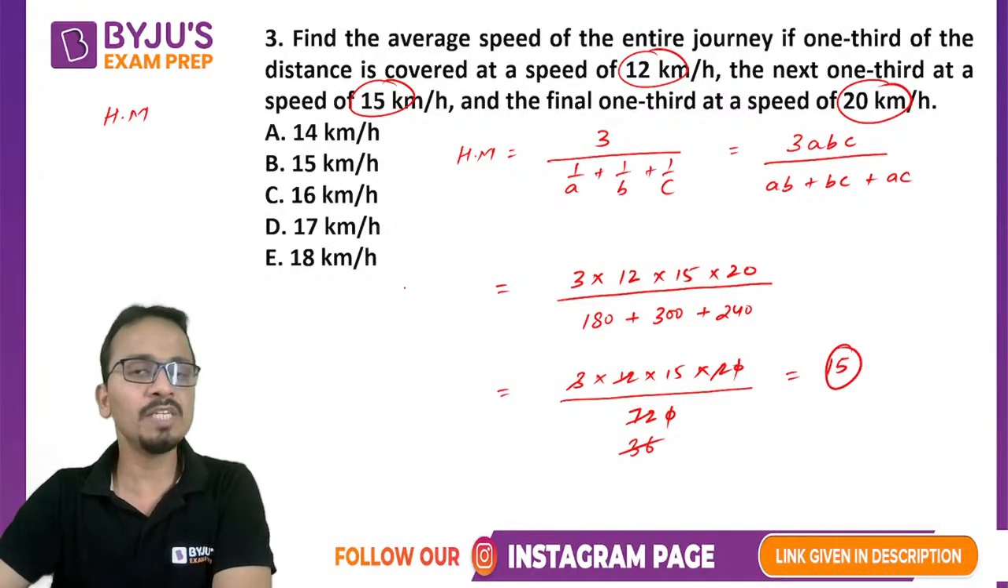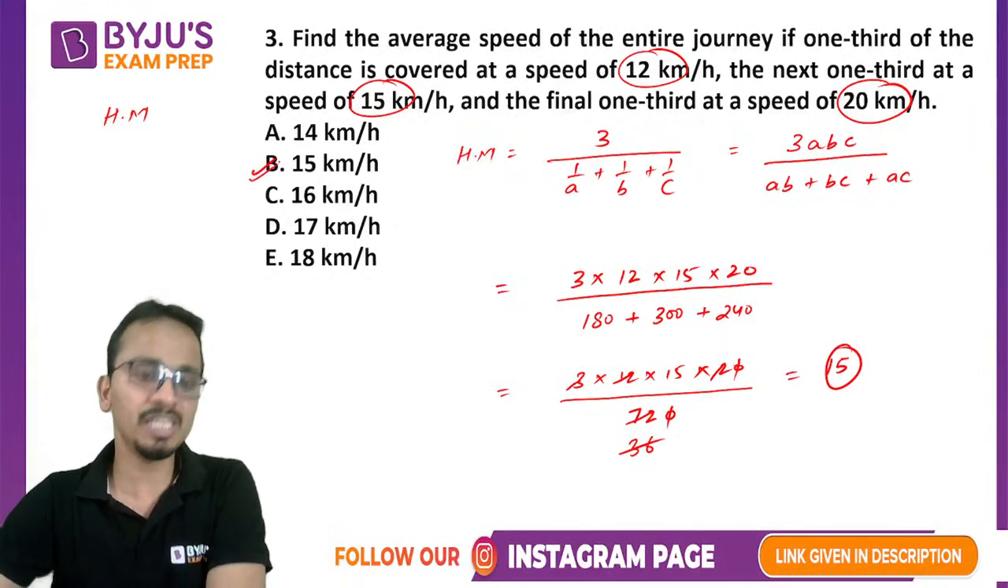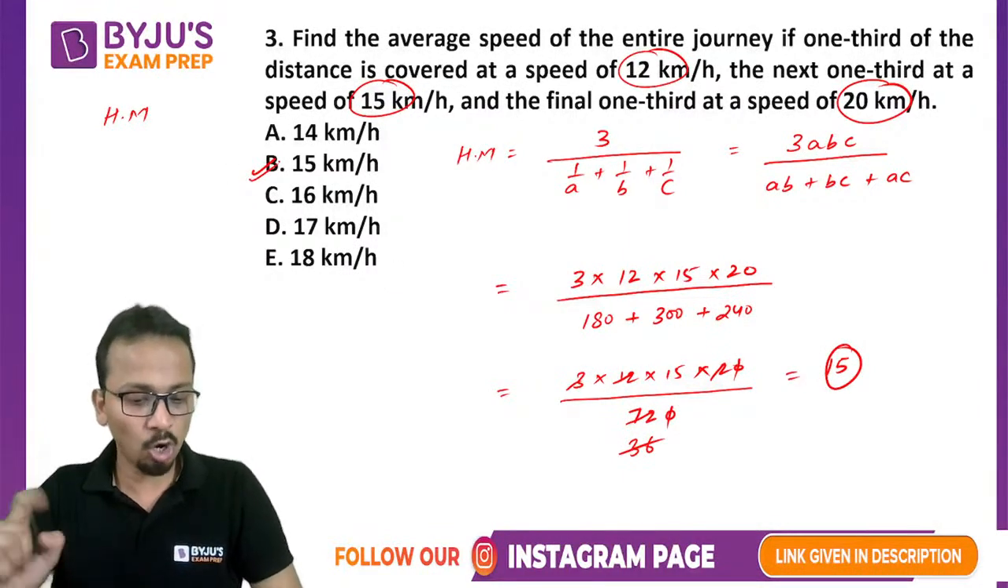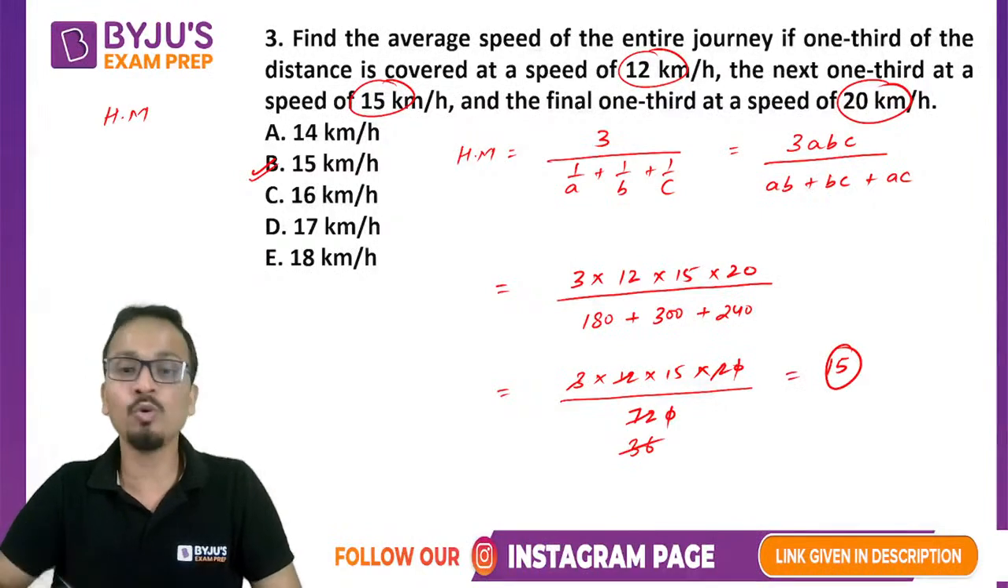So the average speed for this entire journey will be 15 km per hour, and all the students who have given the answer, all of you are correct.